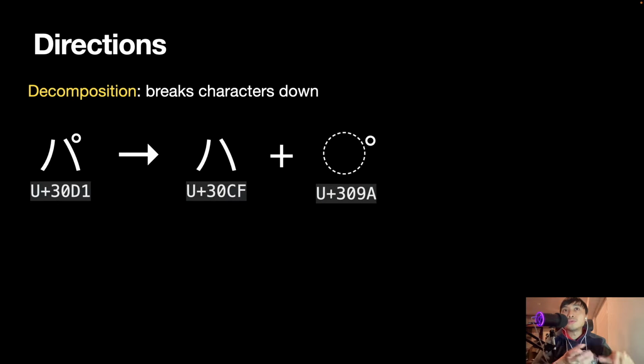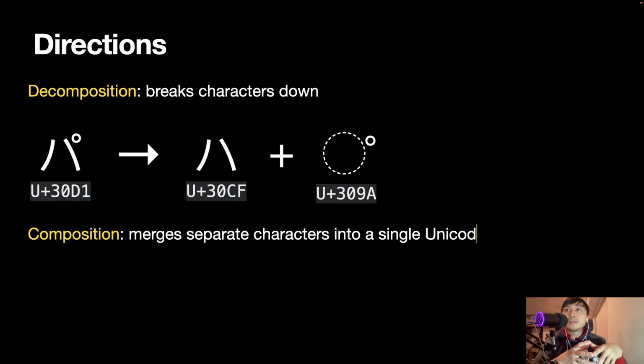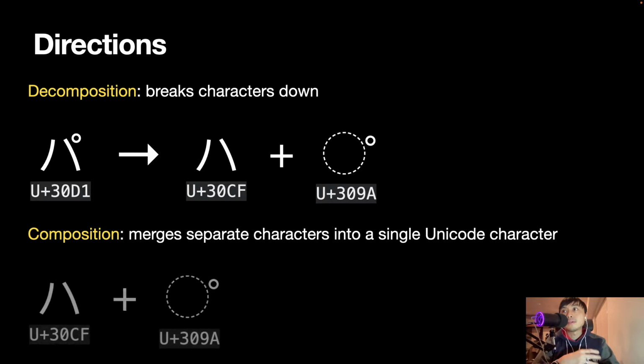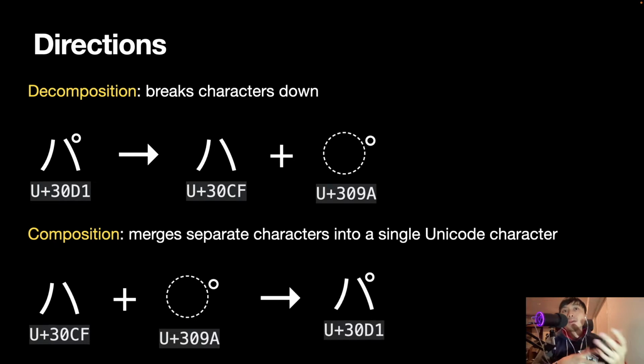The first one is decomposition. It means breaking characters down, as easy as that. We have seen this example before. So we have pa, and then we break it down into two characters like that, right? And then we have composition, which is the opposite of decomposition. It merges separate characters into a single Unicode character. So these two characters become one character. This is easy to understand, right?